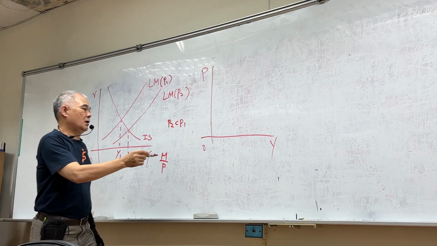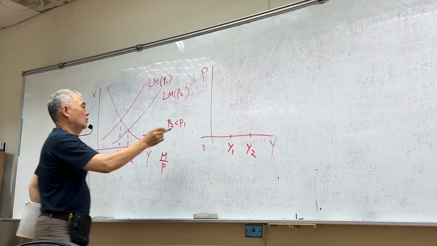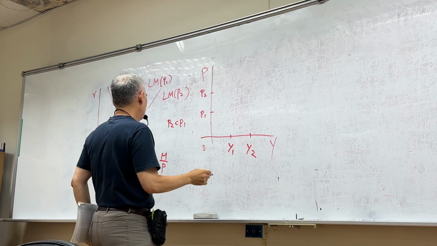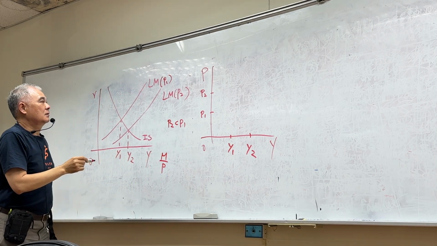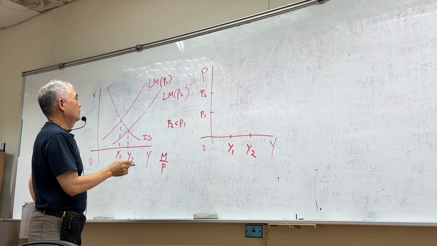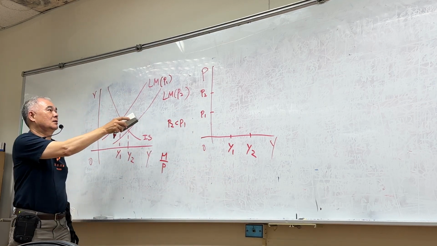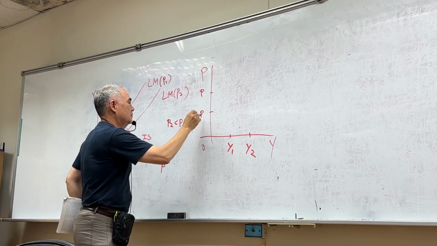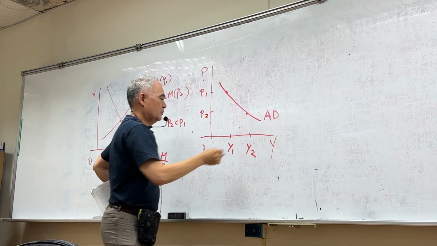So then we have Y1 here and Y2 here, and it is P1 here and P2 here, right? So what do we get? Sorry, did I get anything wrong here? Hold on, P2 is lower, right? So it is down here and P1 is here, so you have here, here. Then you get aggregate demand.